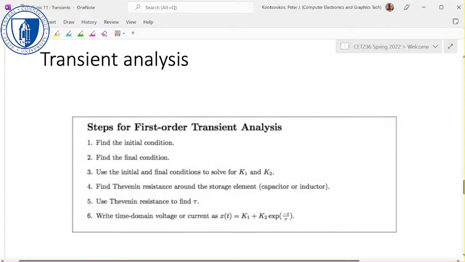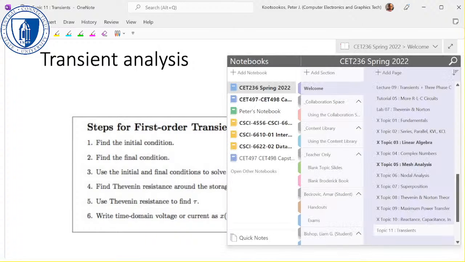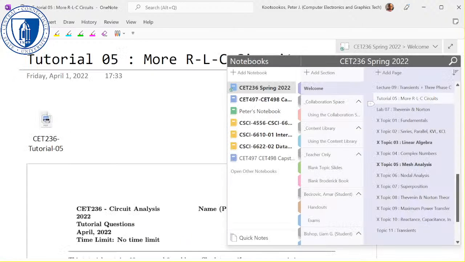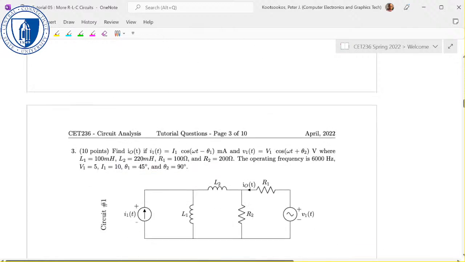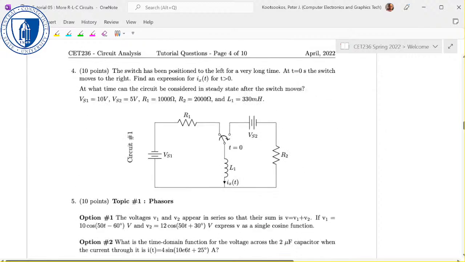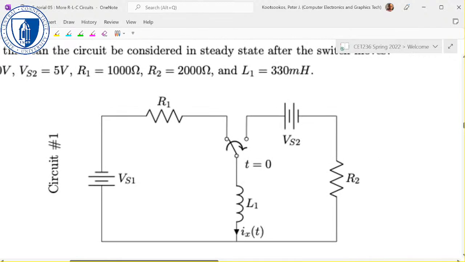Another algorithm. So let's just have a look. See if I can find an example. Right, here we go.